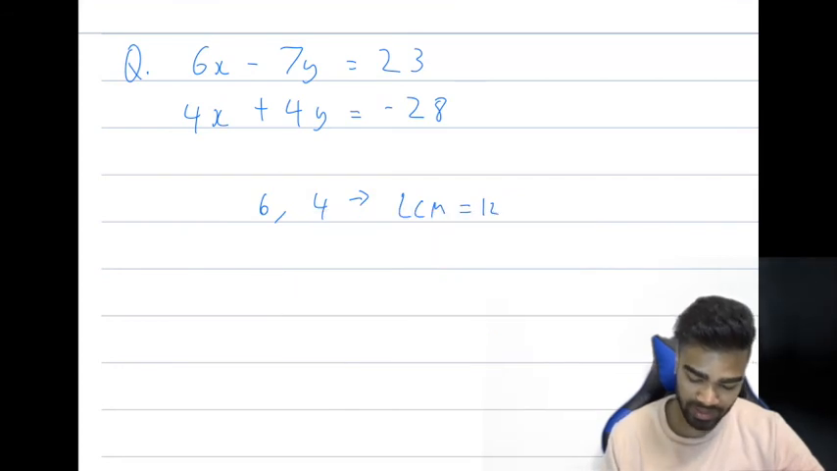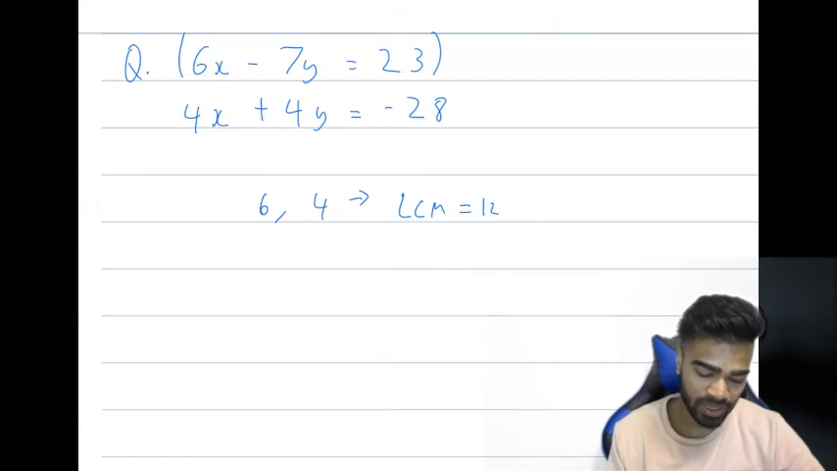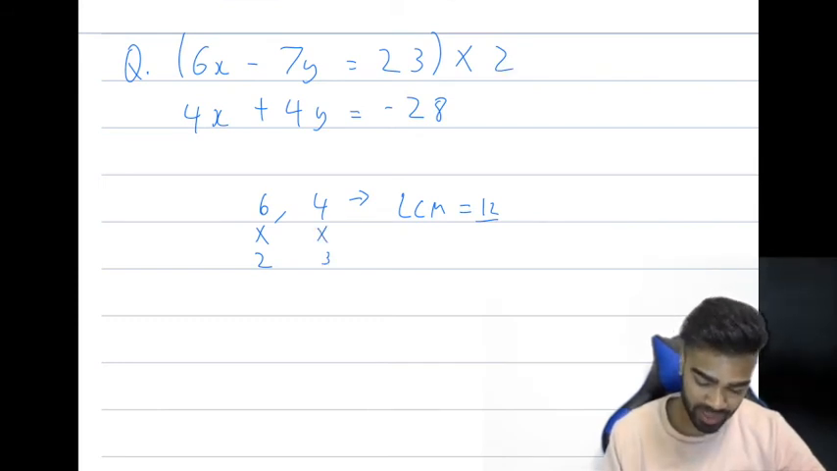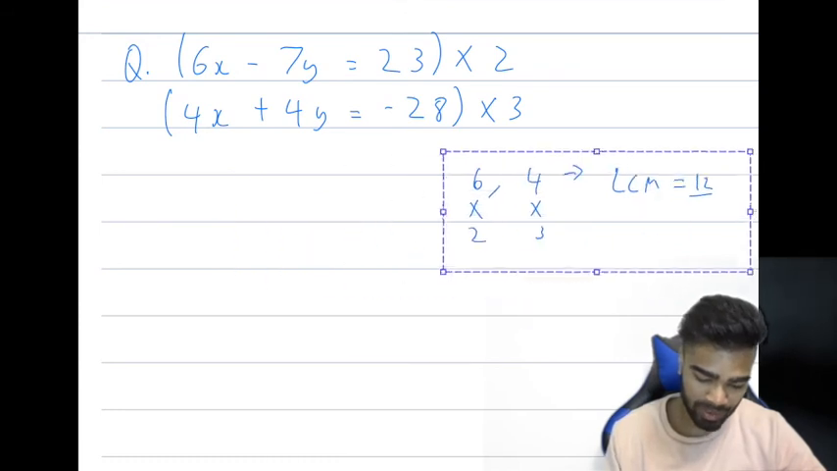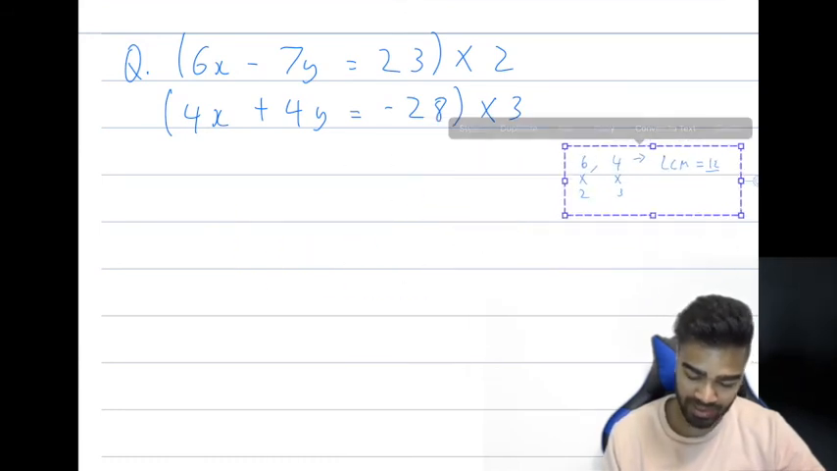Now, once you find the LCM, guys, what you can do is identify what you need to multiply each equation by. I know that 6 times 2 will give me 12, so I need to take the top equation and multiply by 2. And I know that 4 times 3 will give me 12, so I take the bottom equation and multiply by 3. Okay, so let's see what happens if I expand these equations now. So I'll leave this on the side for you guys.